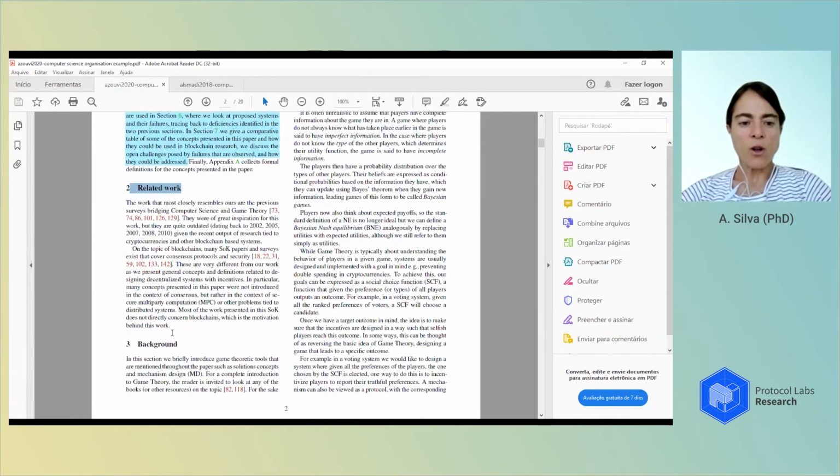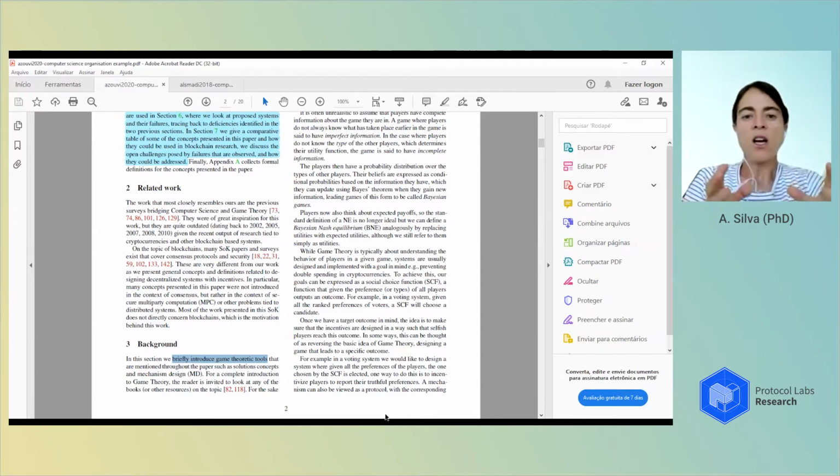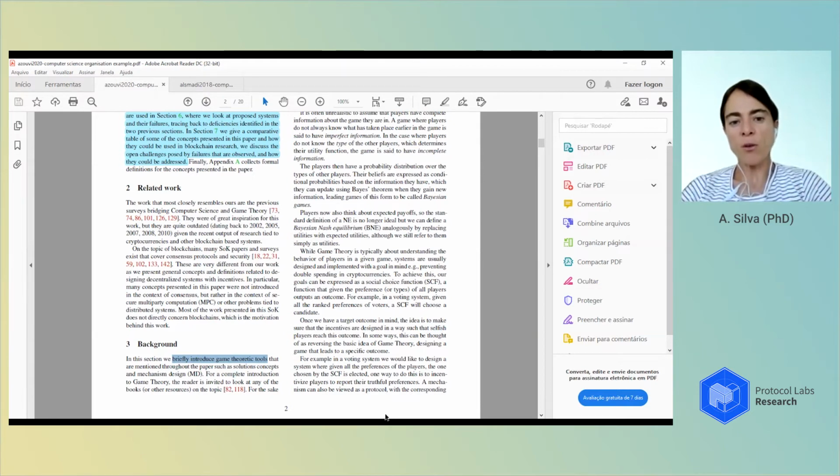Section 3 is called background, where they teach the reader on background knowledge. Particularly when the potential target audience can be very variable in knowledge level, it's quite wise to have a subsection dedicated to giving the fundamentals of the theory behind this research. So this is what they actually do here. They introduce game theoretical tools that are mentioned throughout the paper. So there's a sense of teaching of background information.